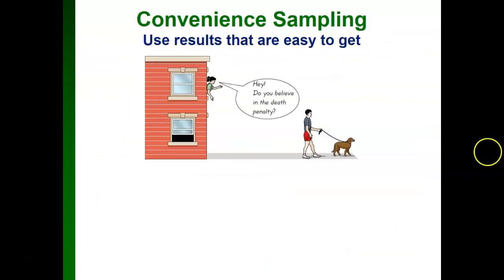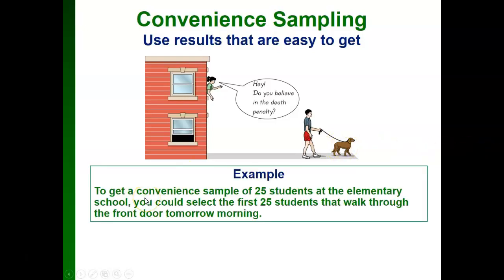Now the last one we'll talk about is convenience sampling, and this is where we just use results that are easy to get. For example, in the picture, this person is just stopping someone on the street who's walking by to ask them a question. An example from our elementary school is if we wanted a convenience sample of 25 students, you could select the first 25 students that walk through the front door tomorrow morning. That would be very easy to do, much easier than any of the other sampling methods.